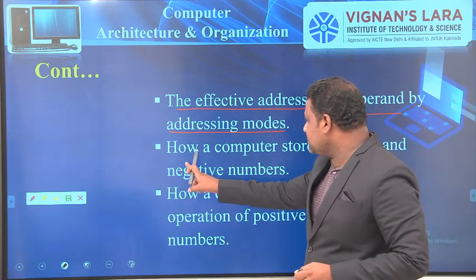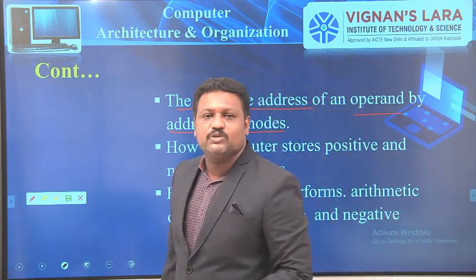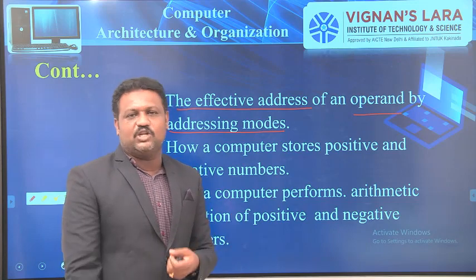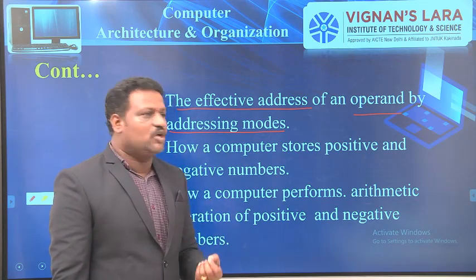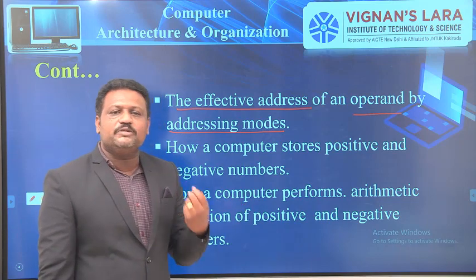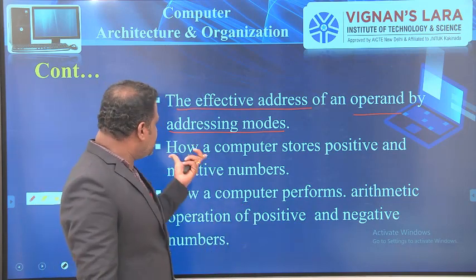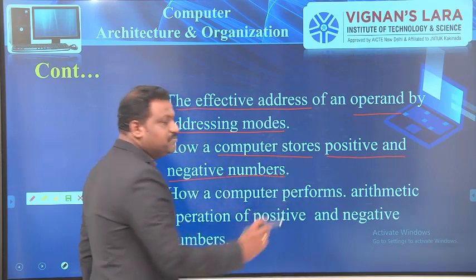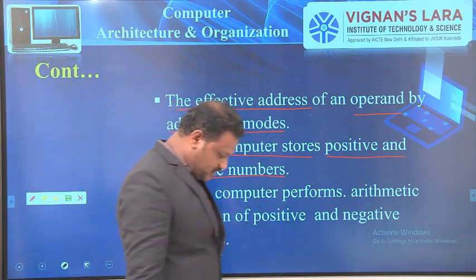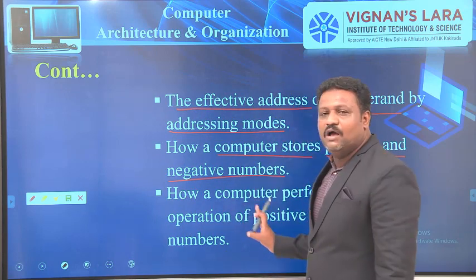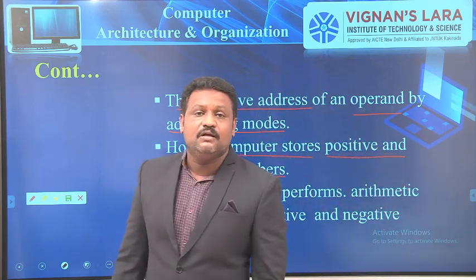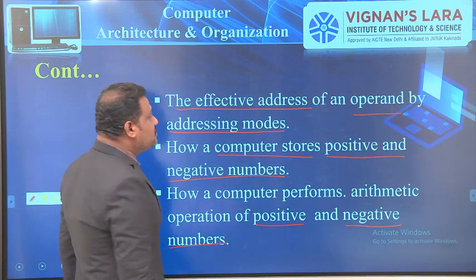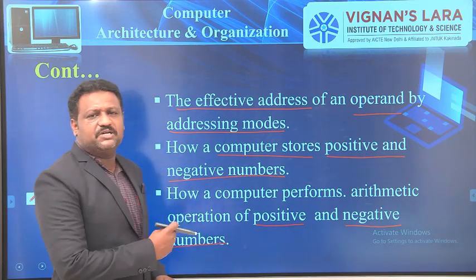And coming to the next, how a computer can store positive as well as negative numbers. Because our computer can perform different arithmetic and logical operations, if I want to do either arithmetic or logical operations, the first important thing is how we are going to represent those numbers. So we can also understand how a computer system stores positive and negative numbers internally. And coming to the last outcome, how our system can perform arithmetic as well as logical operations on signed numbers, which are nothing but positive and negative numbers. These are the six different outcomes of this particular course.